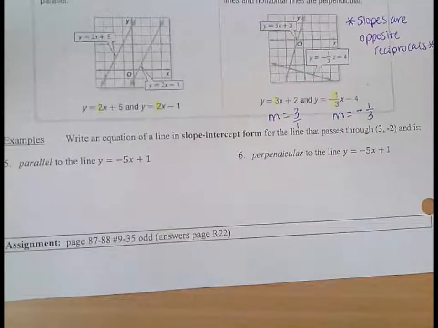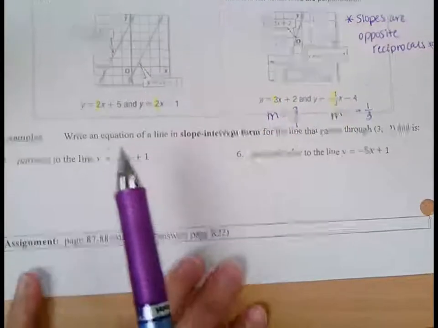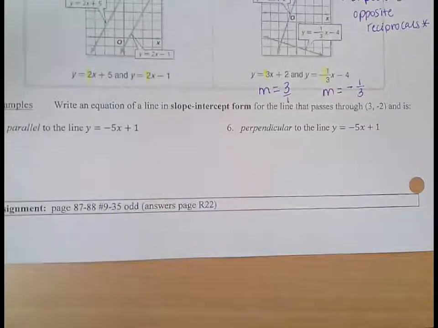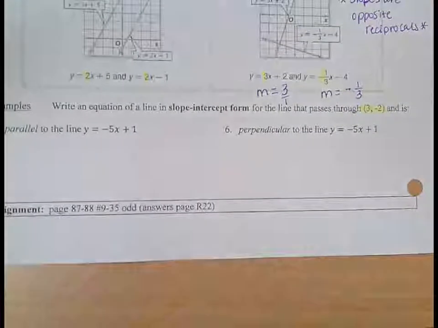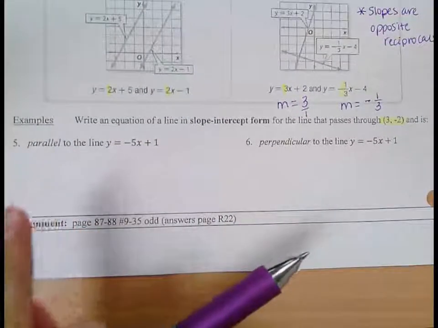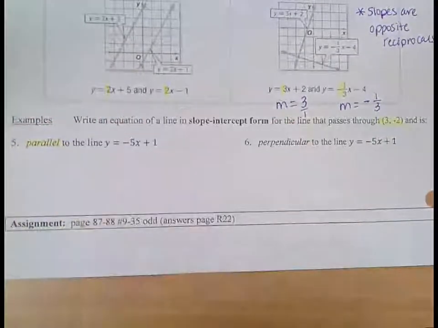So when you are asked to write an equation of a line that is parallel or perpendicular to a given line, you're looking for what that slope should be. So in examples 5 and 6, for both of these examples, we're writing an equation in slope-intercept form for a line that is going to pass through 3, -2. That's the point we're using for both. And is, in the first one, parallel to the line y equals -5x plus 1.